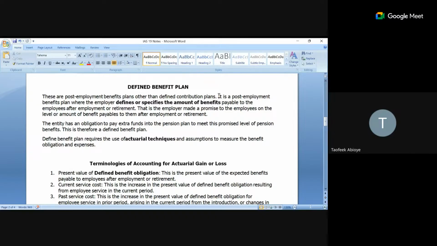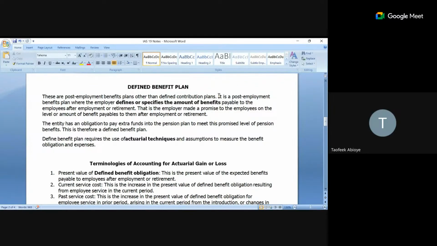And the simple definition is a post-employment benefit other than a defined contribution plan. That means a defined benefit plan is a post-employment benefit that is not a defined contribution plan.